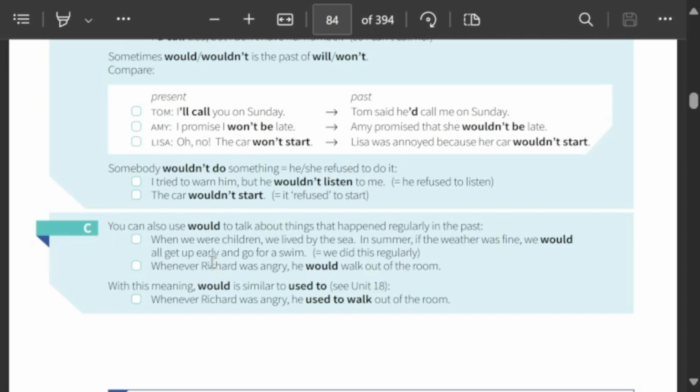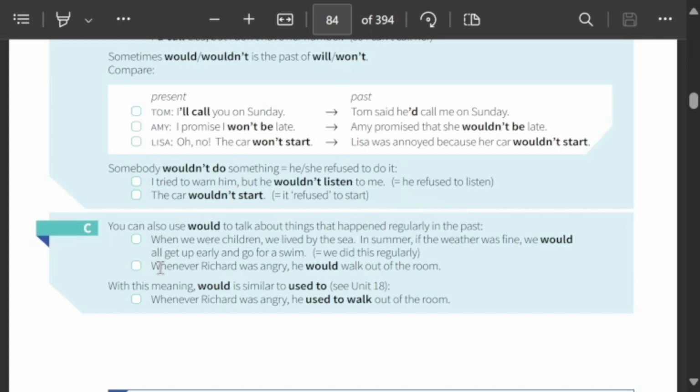You can also use would to talk about things that happened regularly in the past. This is the would we were using yesterday. When we were children, we were, right? Simple past. We lived by the sea, also simple past. In summer, if the weather was fine, we would all get up early and go for a swim. We did this regularly, see? It was a habit in the past. With this meaning, would is similar to used to. I told you yesterday, no? You can exchange it for used to.